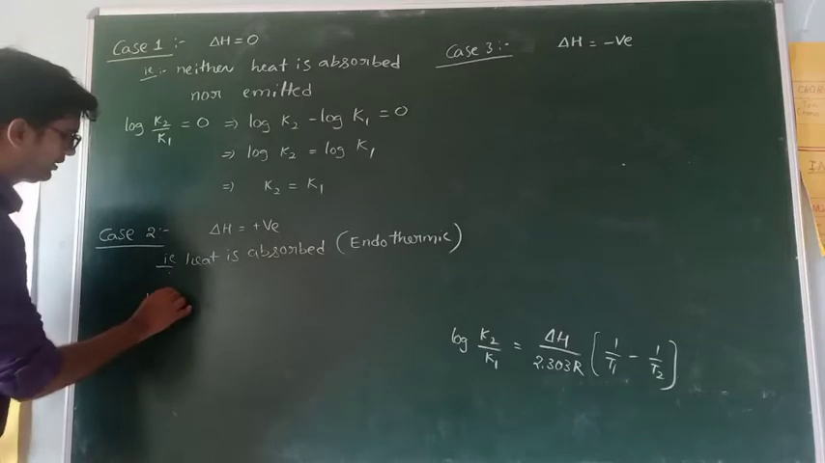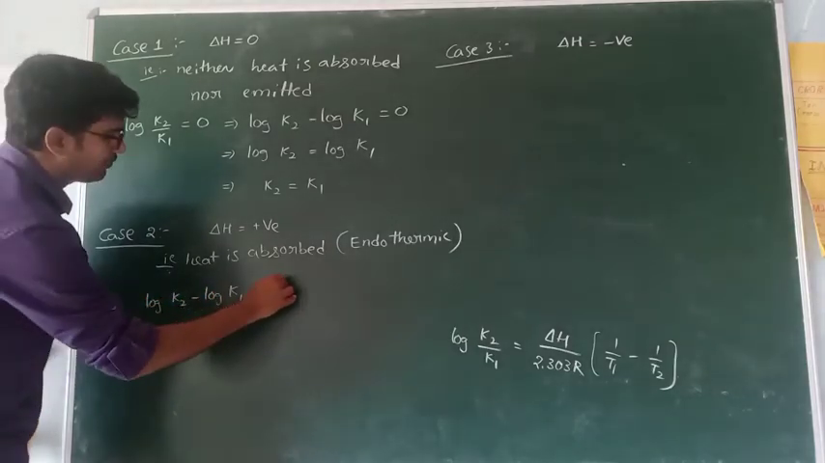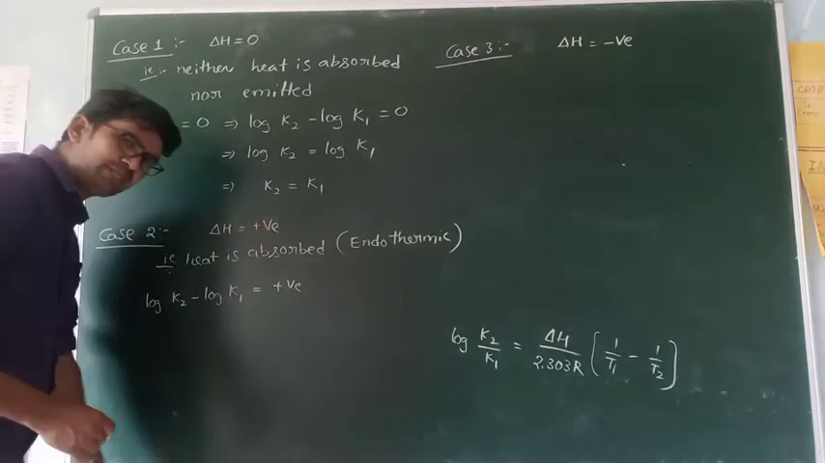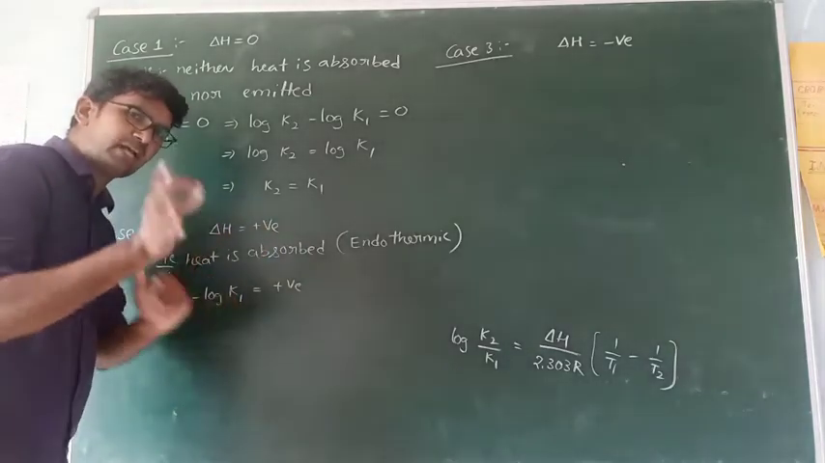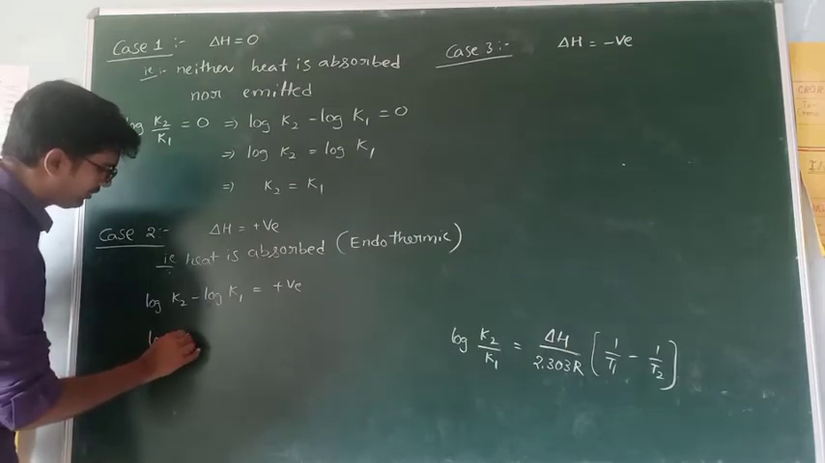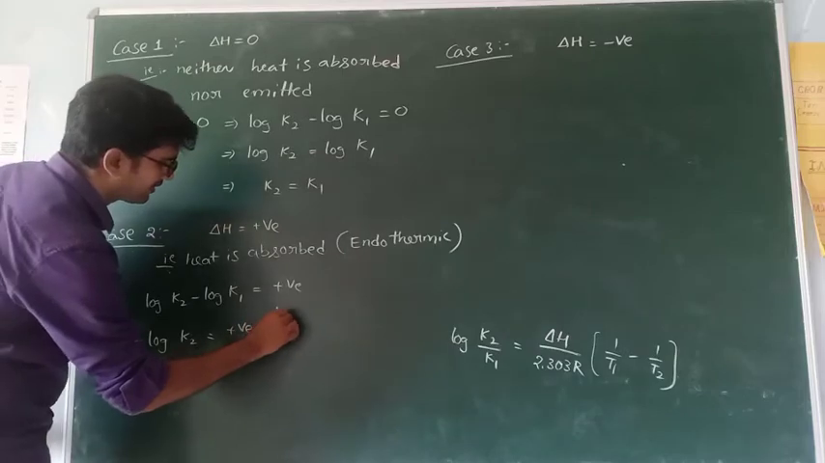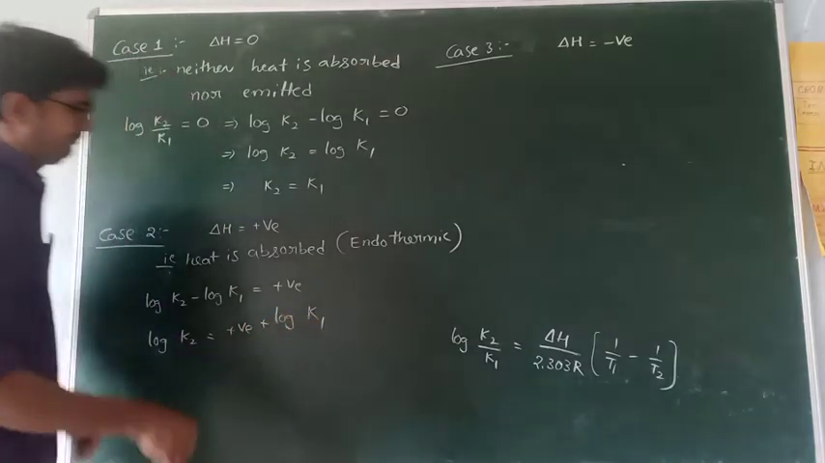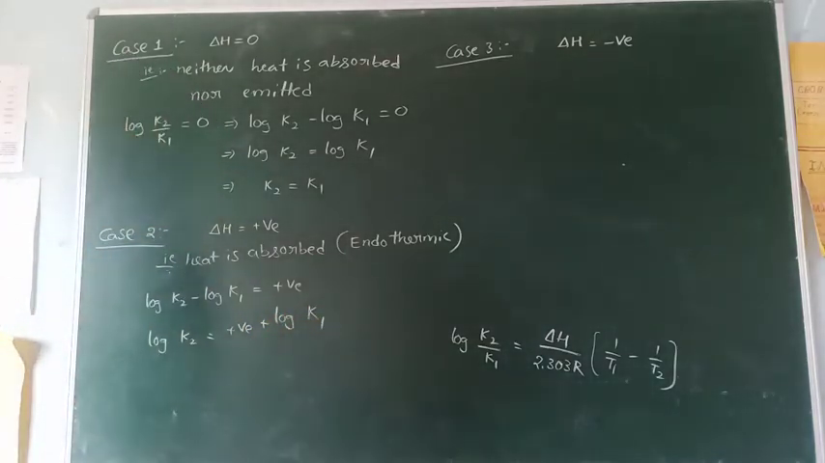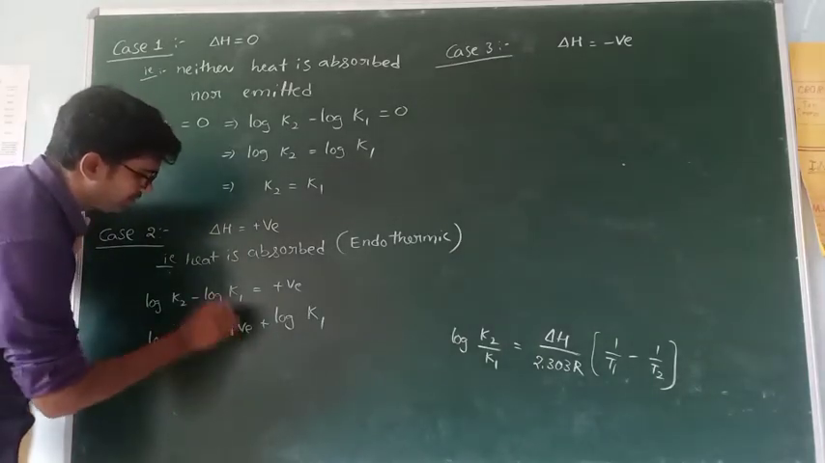So log K2 minus log K1 is equal to positive. Positive means either 2, 5, 10, that type of value. This one moves to that side. Log K2 is equal to positive plus log K1. Very good. So now this is a positive sign.